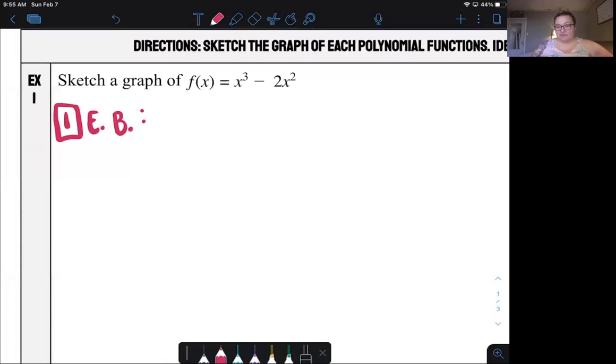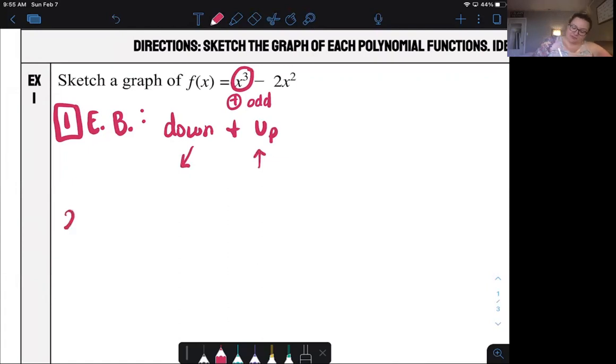So our end behavior for this graph, our first term is x cubed. It's positive and it's an odd degree. So the first term is positive and it has an odd degree. That tells me that my end behavior will be down and up. So to the far left, I'm going to go down, and to the far right, I'm going to go up.